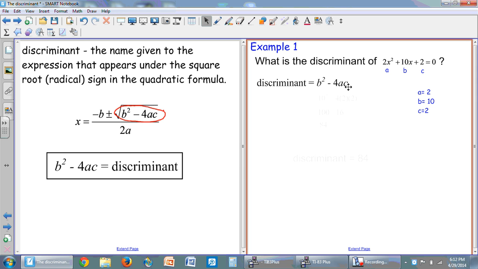So you substitute into the formula for the discriminant, you get 10 squared minus 4 times 2 times 2, and you get 84. So the discriminant is 84. So basically finding the discriminant is just performing a set of arithmetic operations. You square b, and then after squaring b, from that you subtract 4ac. So you have to remember that the discriminant is equal to b squared minus 4ac.